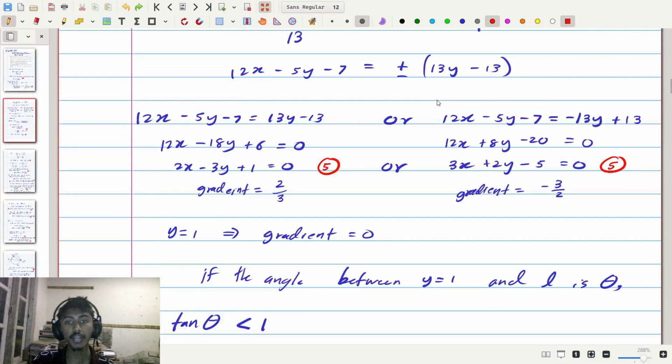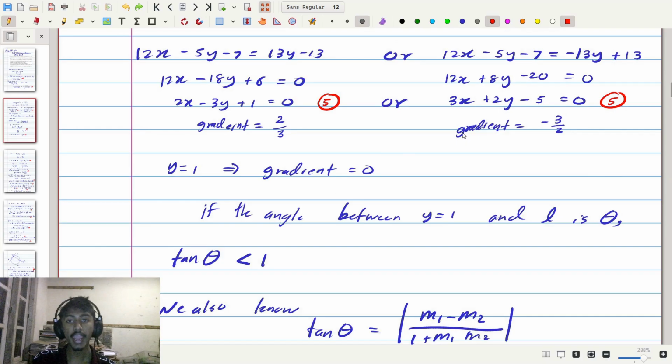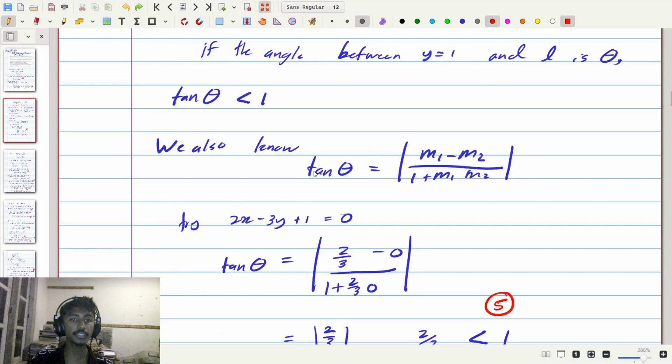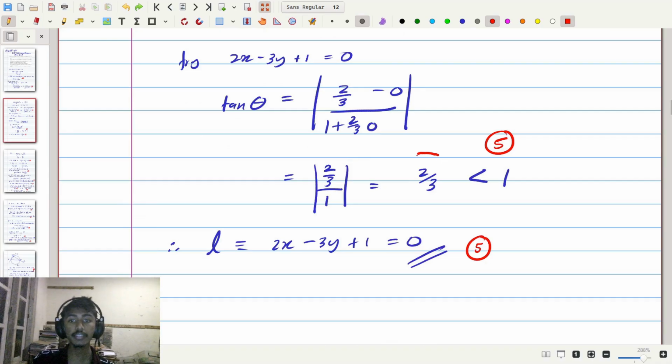After that, when you simplify down and you get the two answers, for writing each of the answers, you get 5 marks each. For writing the first answer, you get 5 marks, and the second answer, another 5 marks. Now after that, when you take these two answers and take the gradients and then compare them with the tangent to see which one of them is the acute angle bisector, and you get either the tangent being less than 1, or if you pick the wrong one you get the tangent being greater than 1, you get 5 marks for that.